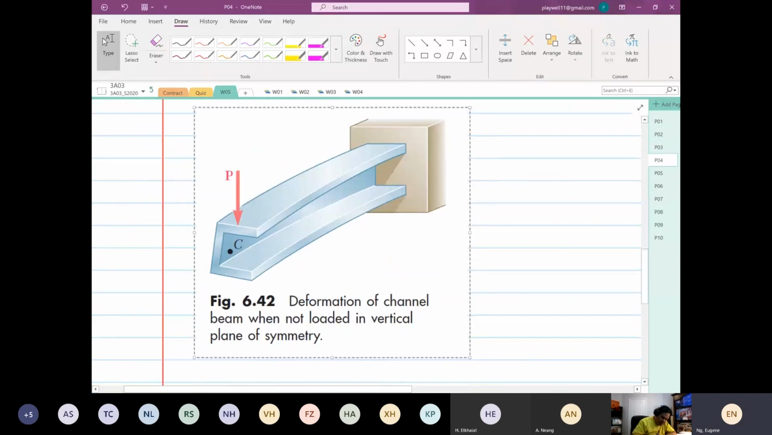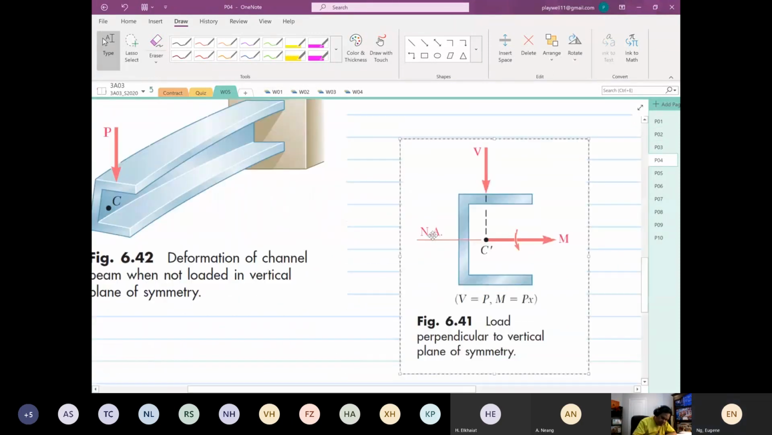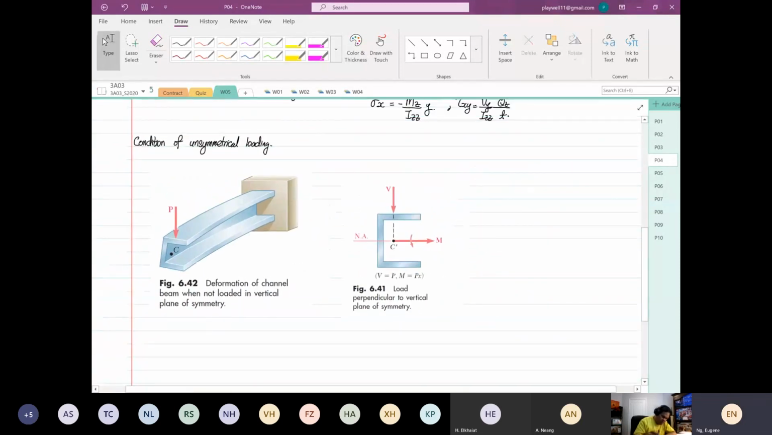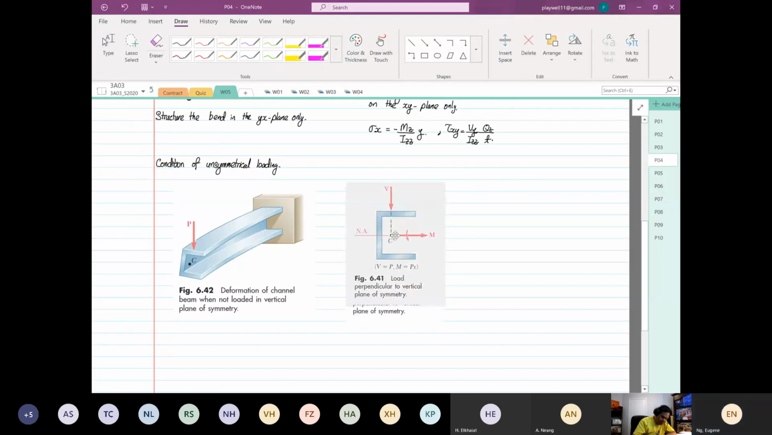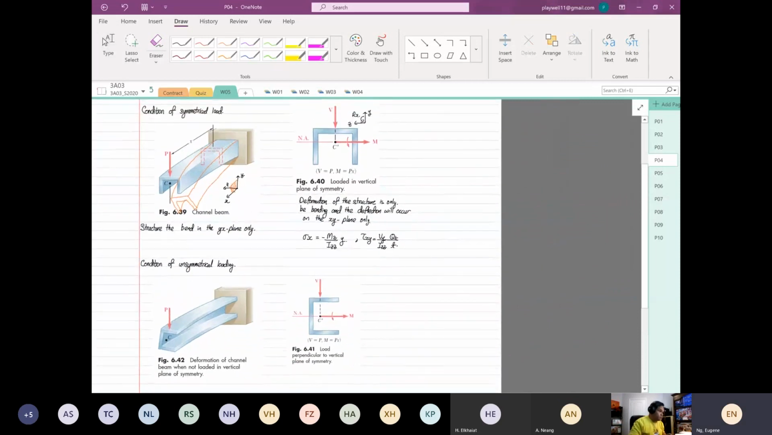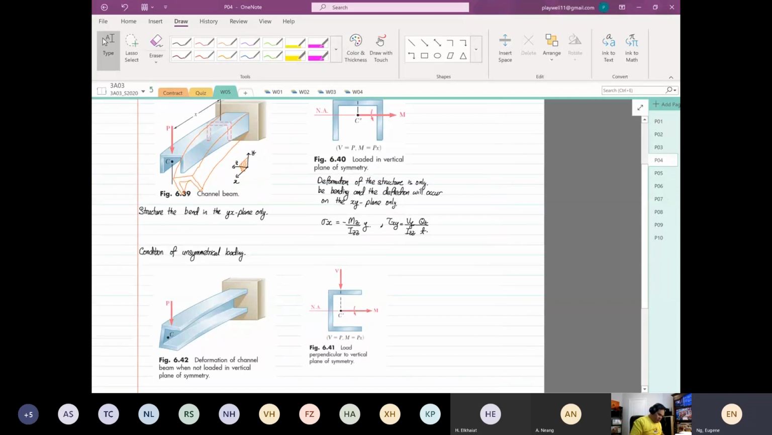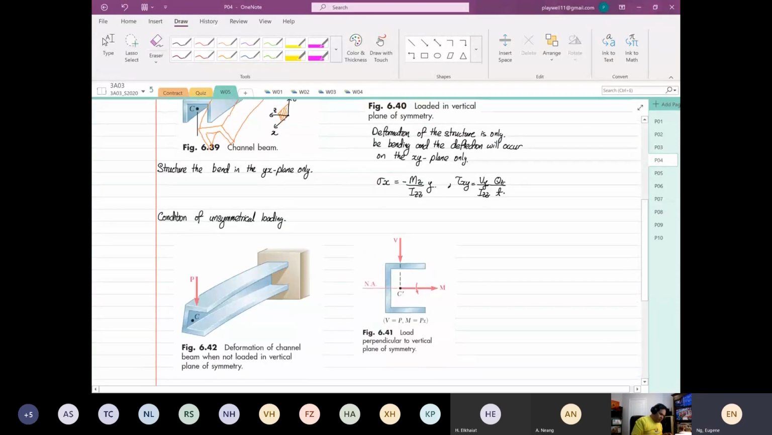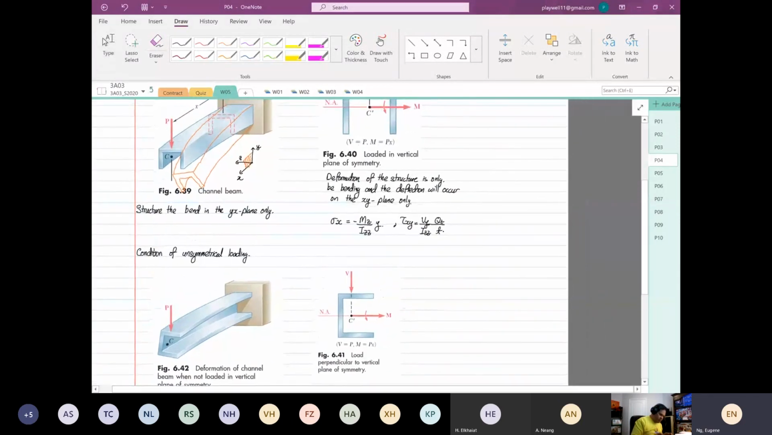So the problem now is this. Now your structure is applied differently, right? If you look at the one on the top, it is under symmetrical load, and the one on the bottom, we classify it to be unsymmetrical load. So can anyone tell me what you see different now between the two?